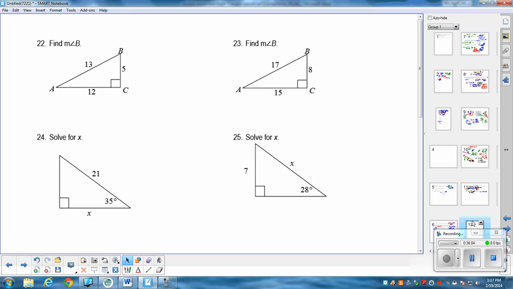For 22, we are finding the measurement of angle B. Since we know all the sides, we can use whichever trig function we feel like using. Just for fun, because we haven't used it very often, let's use cosine. Here's our opposite, here's our adjacent, here's our hypotenuse. We're going to use the adjacent and the hypotenuse because we're doing cosine. So cosine of angle B equals 5 over 13.